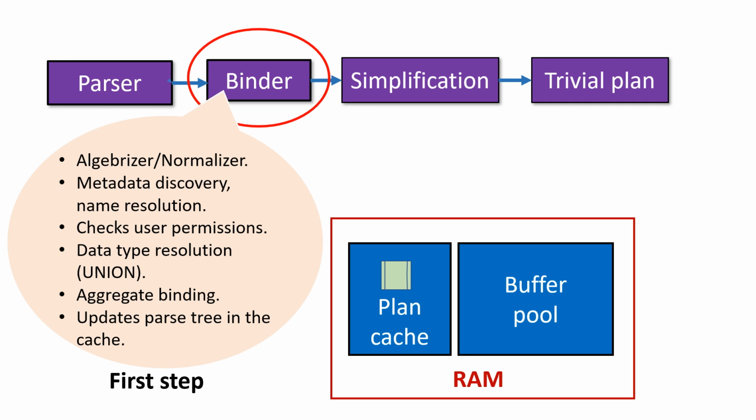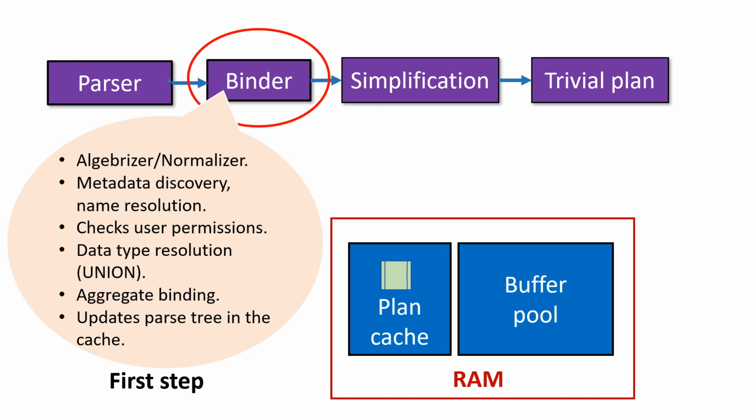And data type resolution also happens here. For example, if you wanted to do a select on two tables and you are using a union all clause between those two tables, the ordinal columns of those two tables should match in data type. Those kinds of things are checked here. I will show you in our demo what I mean by data type resolution and how it works. But for now, just remember that the data types should match. And aggregate binding happens here, like the sum, average, those kinds of things are bound here.